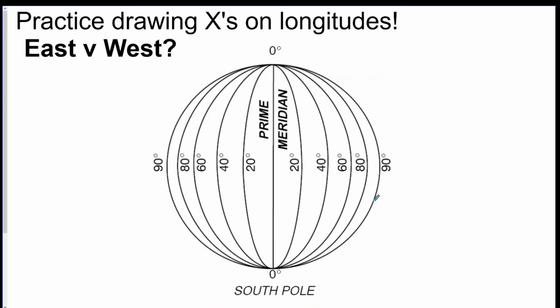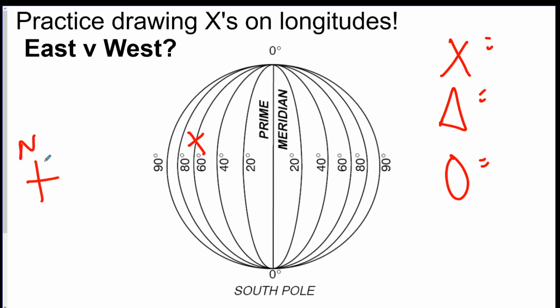Okay, so we're going to draw some x's of longitudes only. So I'll do an example. We'll do the same thing. We'll do an x, a triangle, and a circle. Okay, so I'm going to draw an x as an example. So x, I put it here. So now we're doing longitude. So we're going to look for the prime meridian. This is the starting point. Now we'll do our cheat sheet compass.